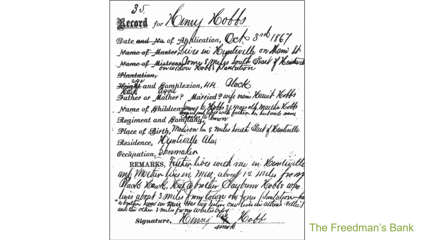Freedmen's Bank signature cards or registers can contain the names, ages, birthplaces, residence, employer, family members, and former enslaver and plantation of those who opened bank accounts. Here is the card for Henry Hobbs. We'll look at this card in 3 parts.